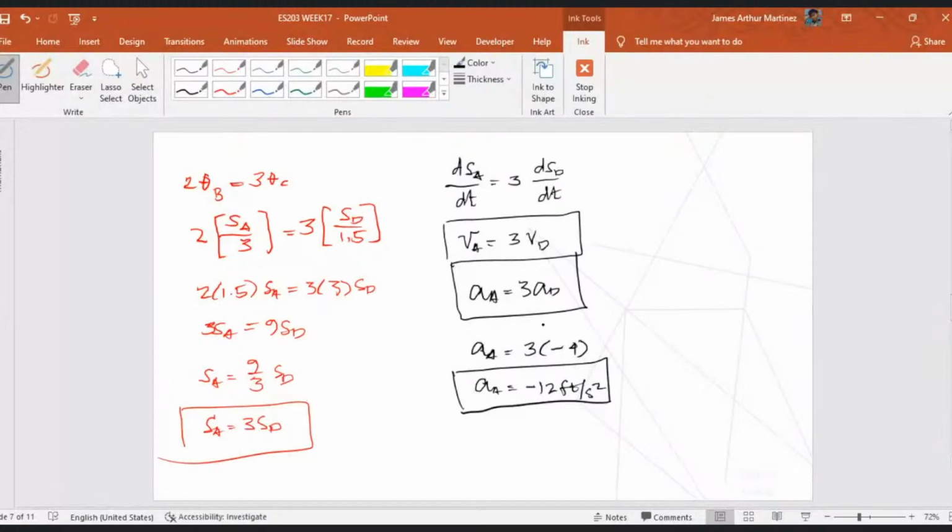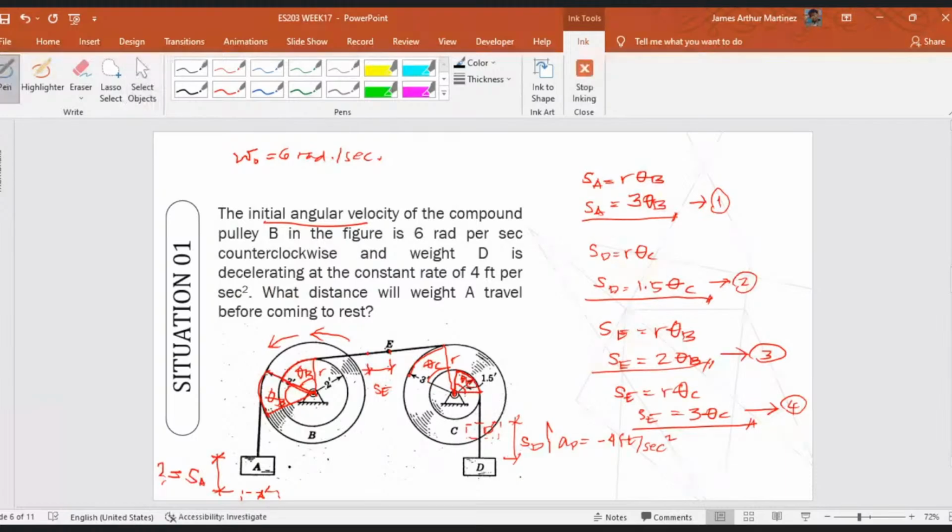All right, so we now have the linear acceleration of A, no? So negative 12 feet per second squared. Meaning na natin acceleration na rin class, no? Or deceleration, kay negative man to nakuha na. So meaning class, deceleration ang data for AA. So negative 12 feet per second squared.